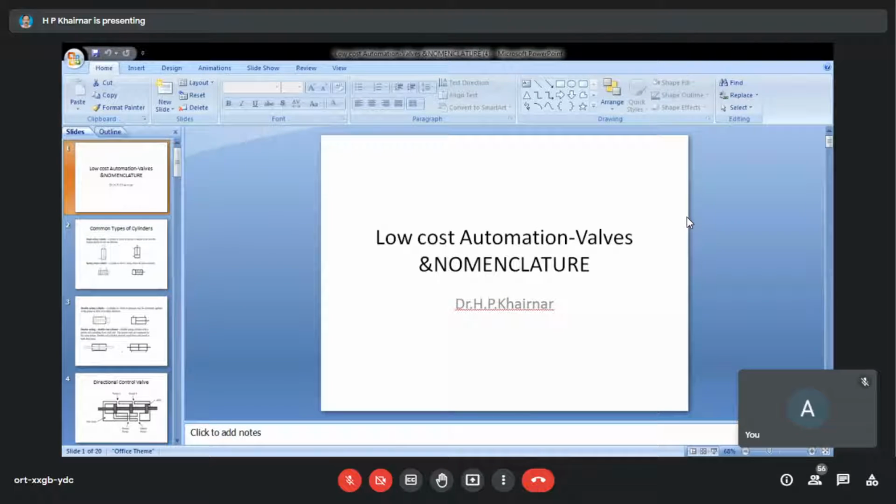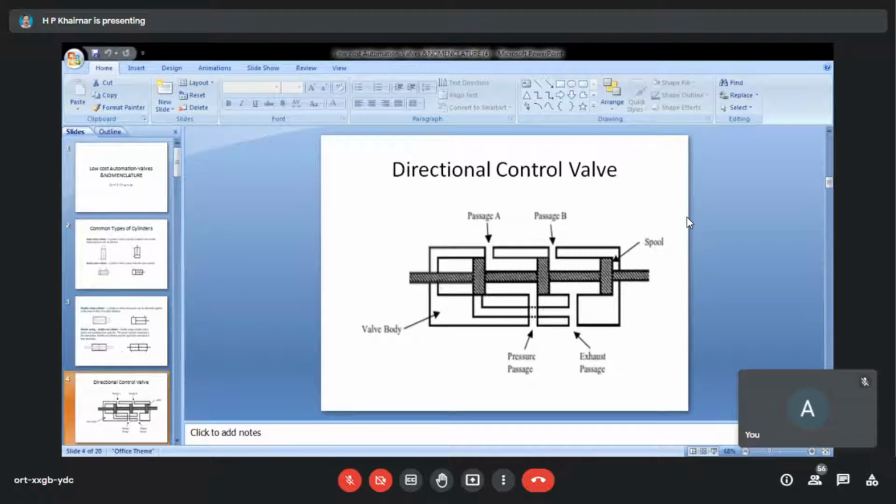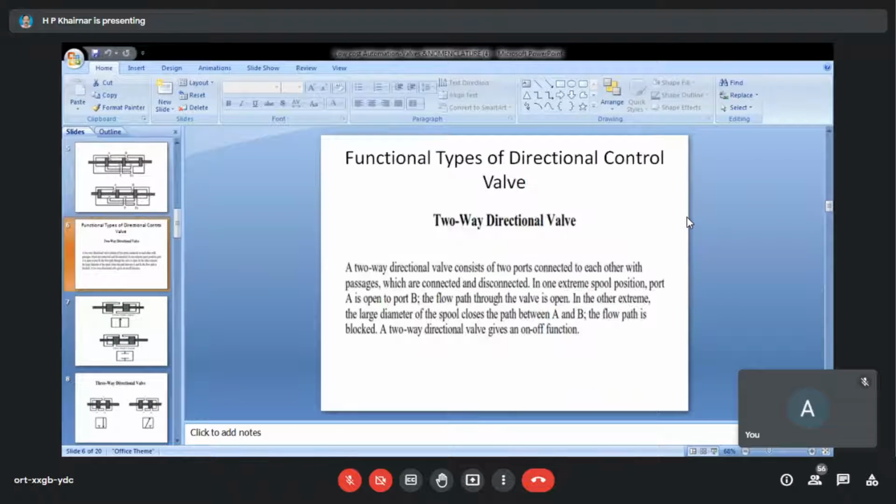So just remember this one particular thing, the reason why we start with this low cost automation is just to make you familiar that something is there pertaining to mechanical, and that is something which we can start with. So as you people told me, I think we might have finished up to this much, direction control valve. So we can start from here. That is the two-way control valve.